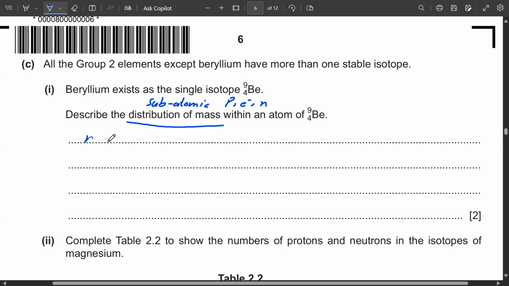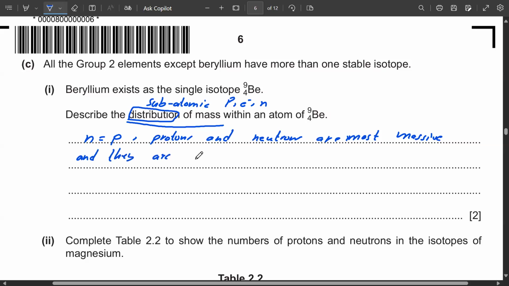You know that the neutron's mass is basically equal to the mass of the proton. So equal masses are being shared by the protons and neutrons. We'll say protons and neutrons are most massive. They are both of the same mass. And what about the distribution, which means their location in the atom? They are present in the nucleus.